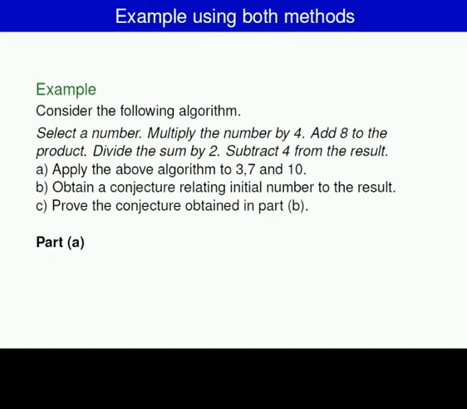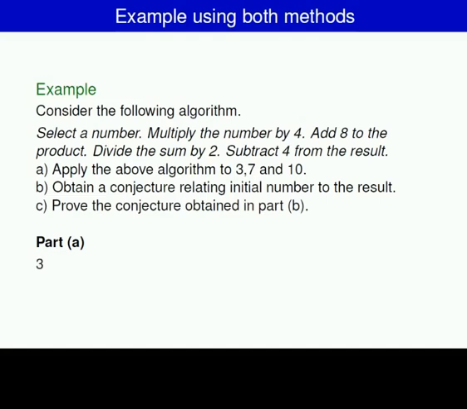Here's an example which uses both the methods. Let me quickly read the problem. We are supposed to do a bunch of things to any given number. Multiply first by 4, then add 8 to the result. Divide that by 2, subtract 4. We need to do this process to these three numbers, 3, 7 and 10. We'll start with that.